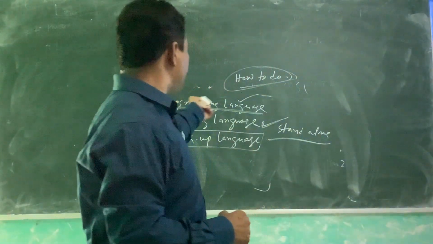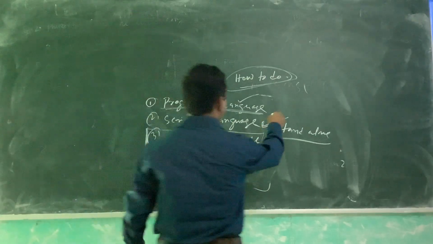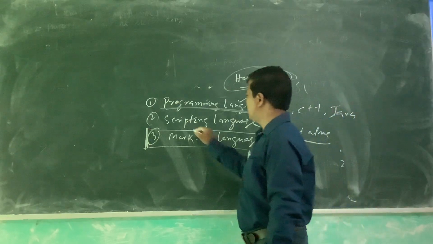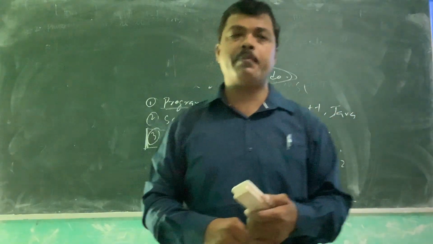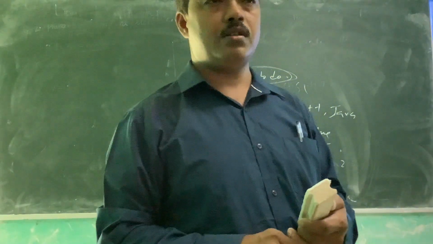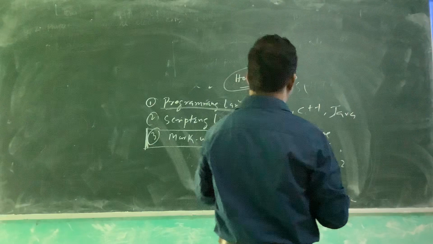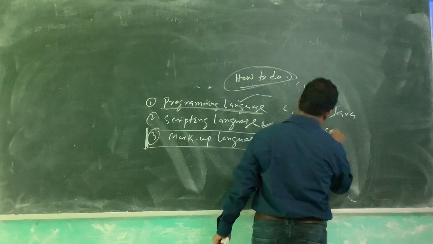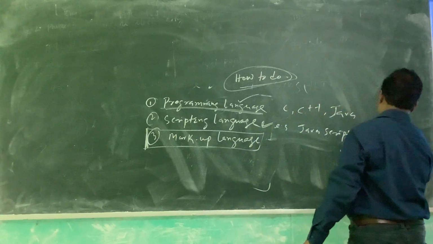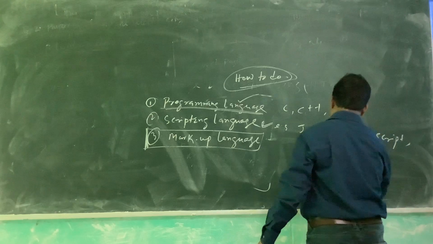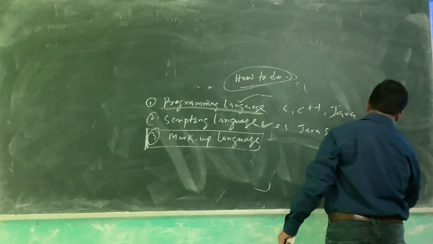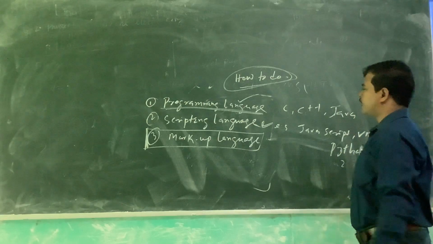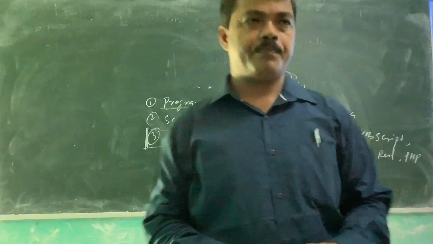And for scripting, examples of programming languages are C, C++, Java, and scripting languages are JavaScript, VBScript, Python, Perl, PHP, etc. So these are the scripting languages.